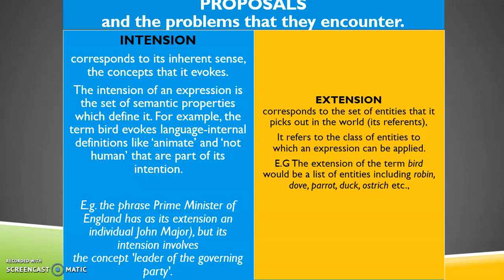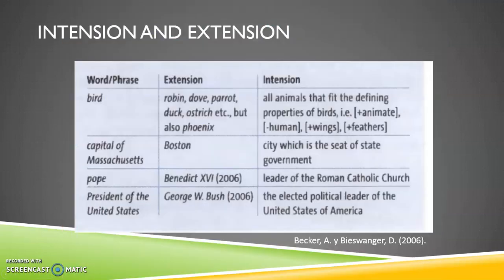So the phrase Prime Minister of England has as its extension an individual. Nowadays, I'm sorry, I made a mistake here. John Major is not the Prime Minister anymore. I think it's Boris. But its intention involves the concept leader of the governing party. Intention, the concept of leader of the governing party. I don't think of a person. Okay, so we have intention and extension.